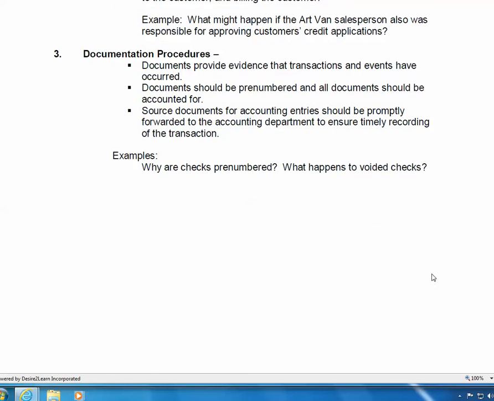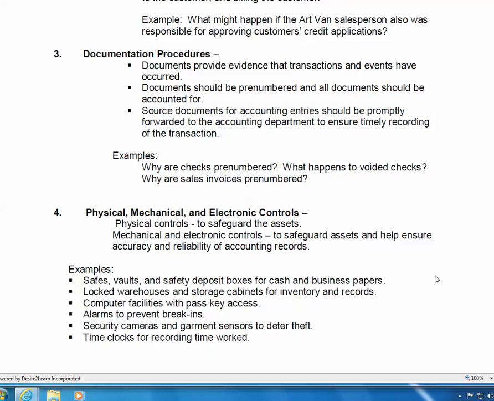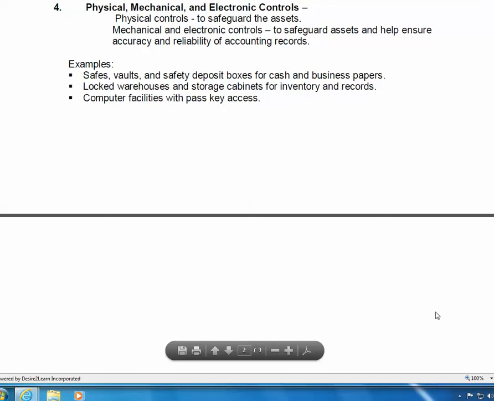All of those are examples of physical, mechanical, and electronic controls. And you can read some other examples down here too. Computers that have limited access, alarms in a store to prevent break-ins, or security cameras, garment sensors to deter theft, etc. So lots of physical safeguards that companies can use to protect their assets.